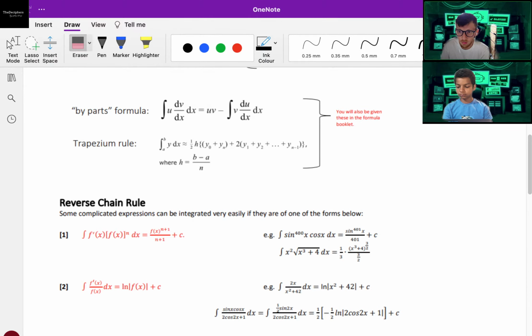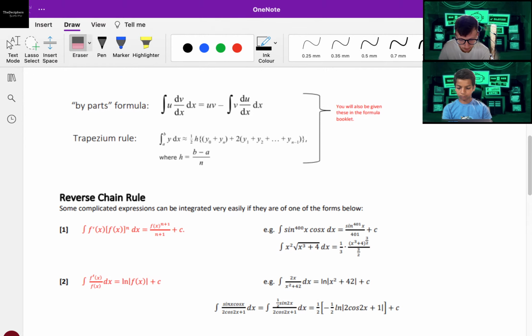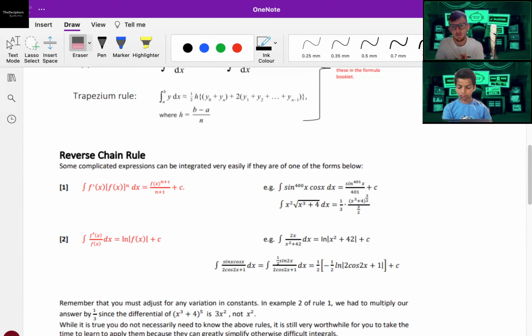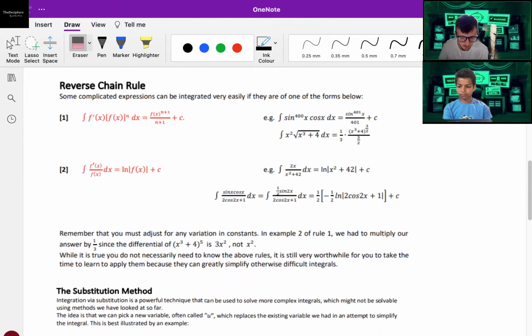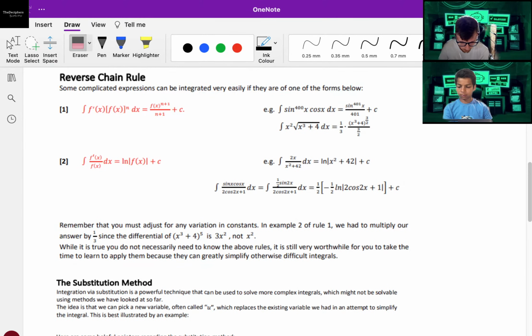So the reverse chain rule is a useful technique for integrating some complicated expressions, and we can use two forms of it. The idea with the reverse chain rule is just about spotting that you can use it. So for example, if you're integrating something which is f(x), some function, to the power of n, multiplied by the derivative of that function, then that's come from the chain rule. So it's spotting that you're integrating something that would have been the result from the chain rule.